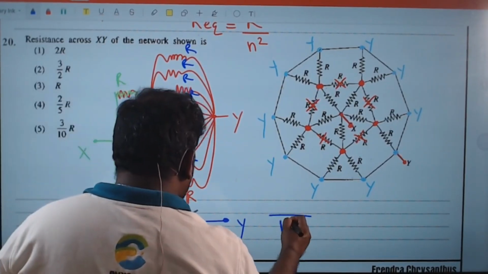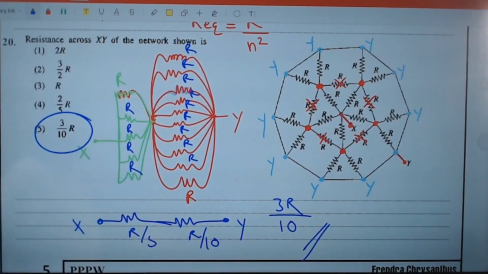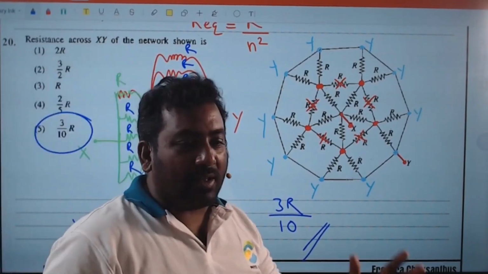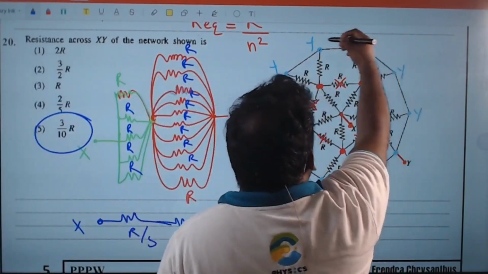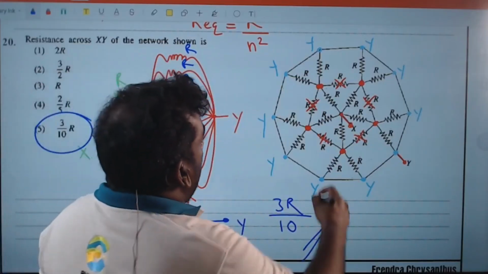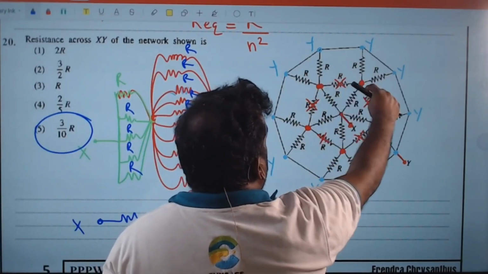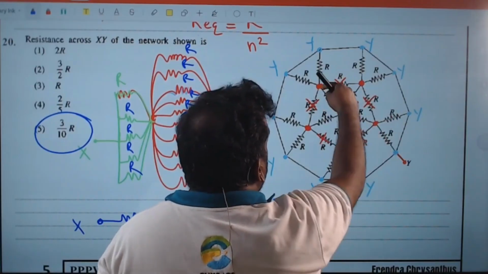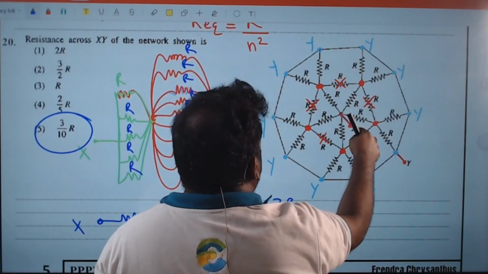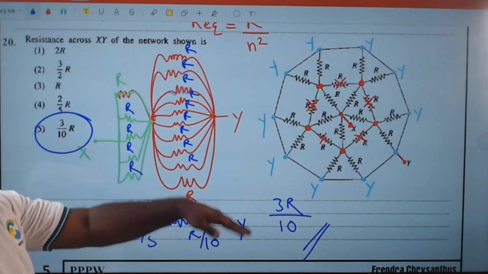Here 3R over 10. 3R over 10 means answer number 5. These are very simple questions. Non-resistant wire potentials are same as Y. All are connected to this point, so potentials are same. No current will go across this. These are removed. All the other 5 resistors are connected to X. So here parallel, simplify, get the answer.